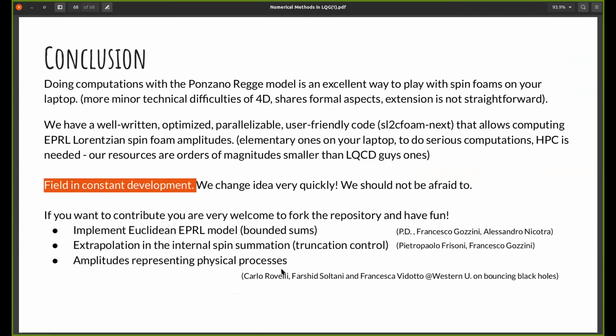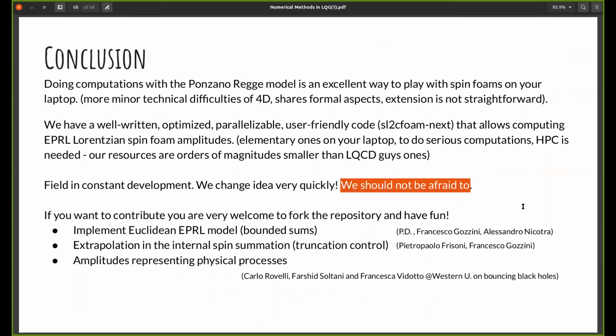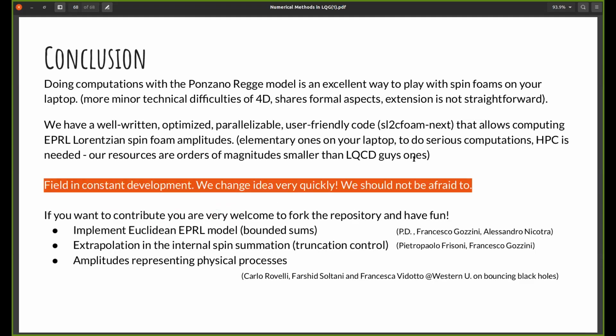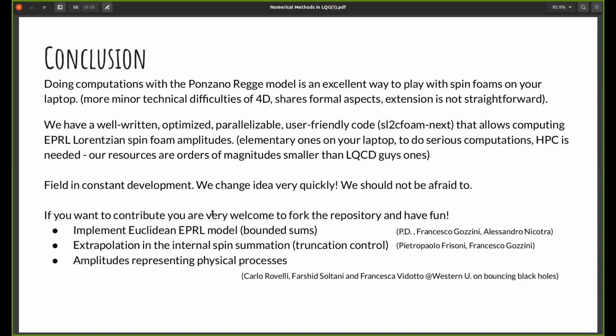The field of numerical evaluation of spinform amplitudes is in constant development. So we change ideas on how to do things very quickly. The message is that we should not be afraid to do so. This is mainly a message for me, because I'm quite conservative in the way I do things. And sometimes you get things wrong, as happened. And you just need to be brave and be able to change your mind.